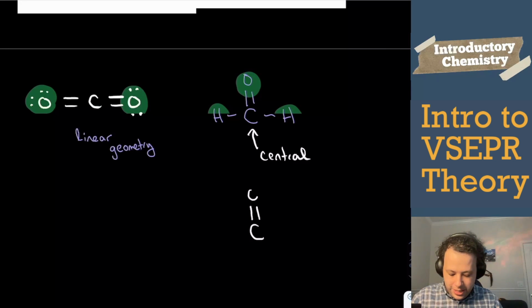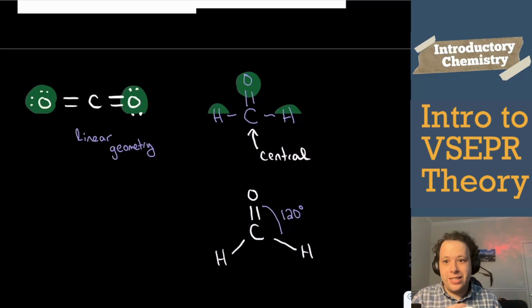So we have that C double bonded O. We would show the triangular shape behind it. So this illustrates that there's 120 degrees between each of these different groups. Let's try a different one.